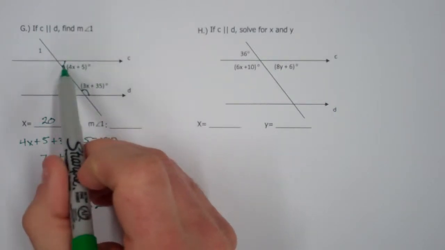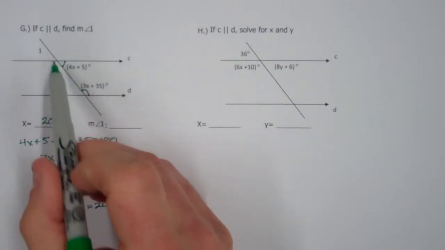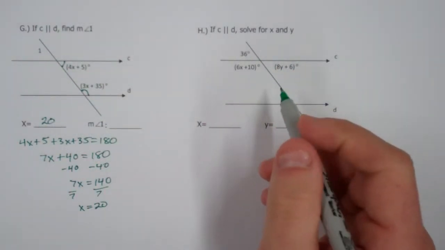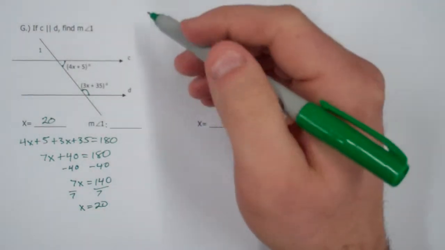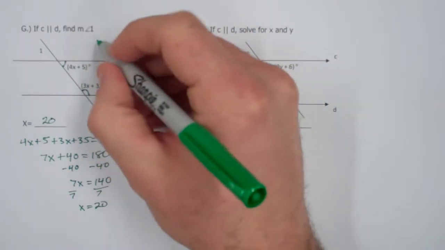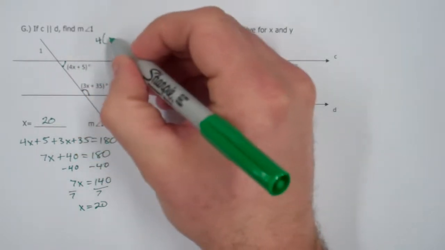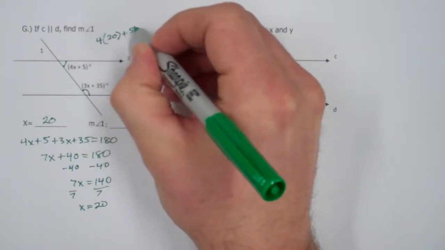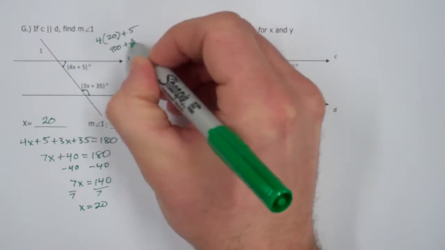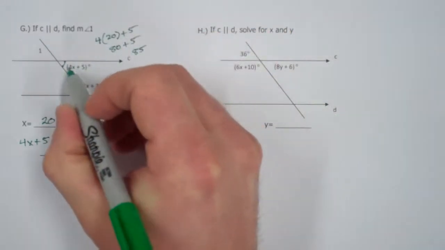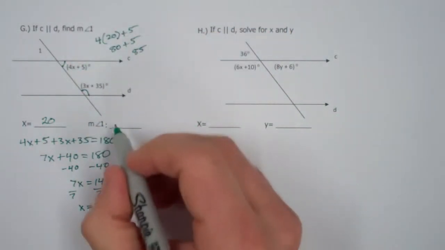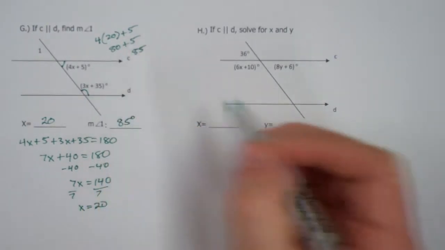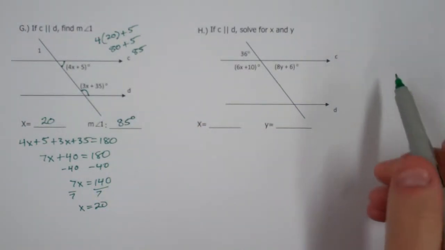Remember, we need to choose this angle specifically because it is a vertical angle with angle 1, and their measures will be the same, and it'll ease our burden here just a little bit. So we'll take 4 times x, which is 20, plus 5. Using order of operations, we find that the measure of this angle is 85 degrees, thus the measure of angle 1 is also 85 degrees.